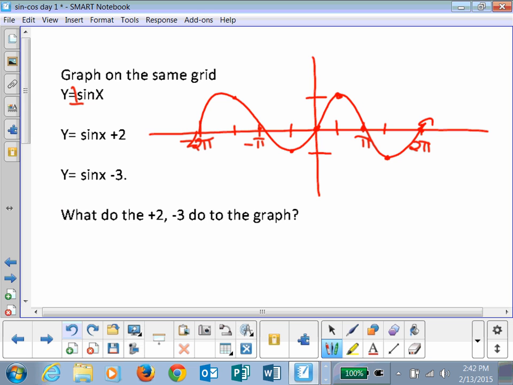When you're doing these graphs, guys, you have to use graph paper. I do not want sketches on blank paper. You have to use graph paper.